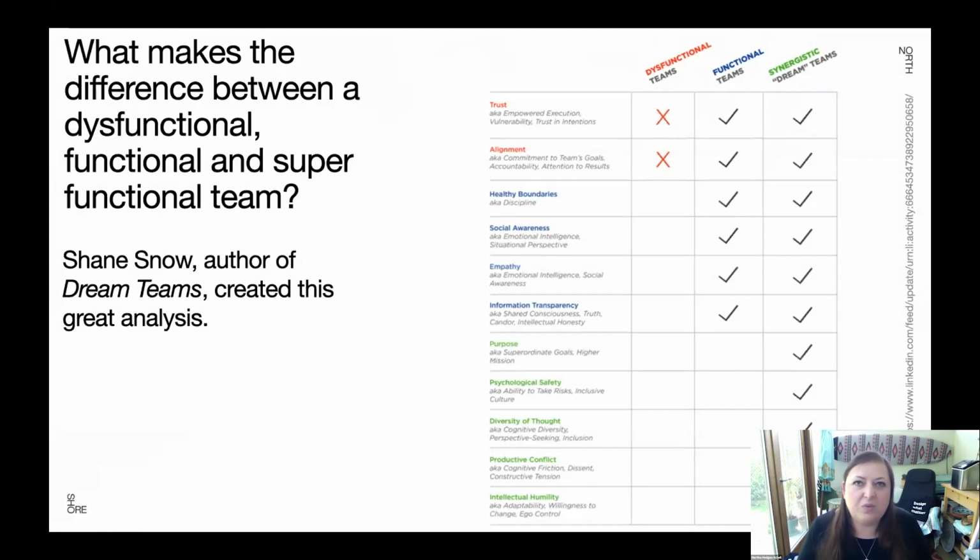So teams that don't work well together have two things lacking: they lack trust and alignment. So teams that work well together, they have trust, they have alignment, they have healthy boundaries, they have social awareness, empathy, and they also have information transparency. And what sets apart the really high-performing teams is the additional support of purpose, psychological safety, diversity, productive conflict, and humility.